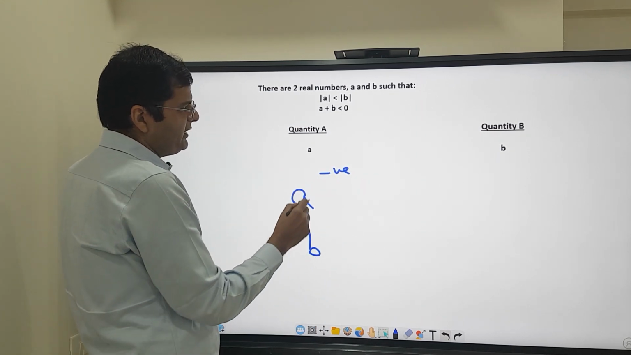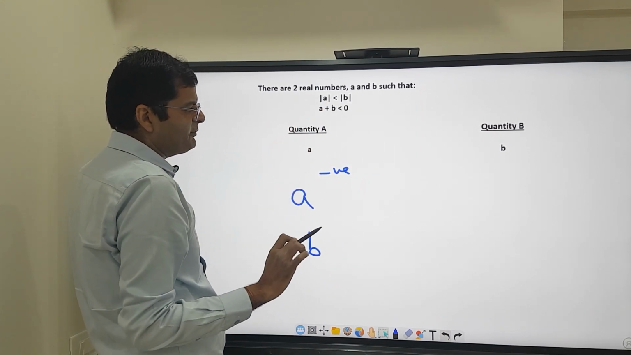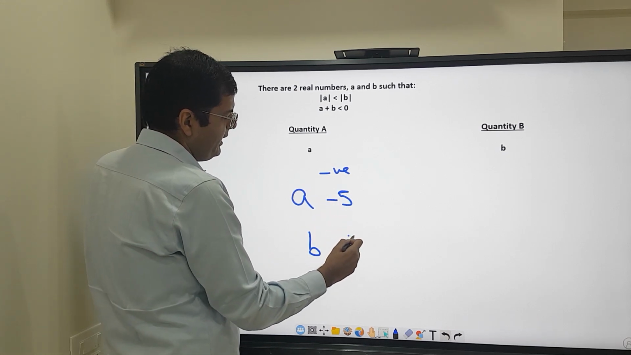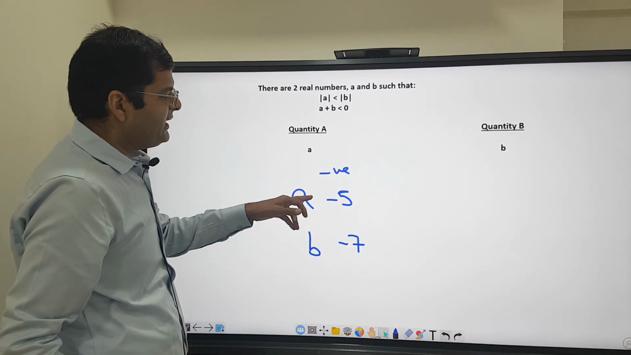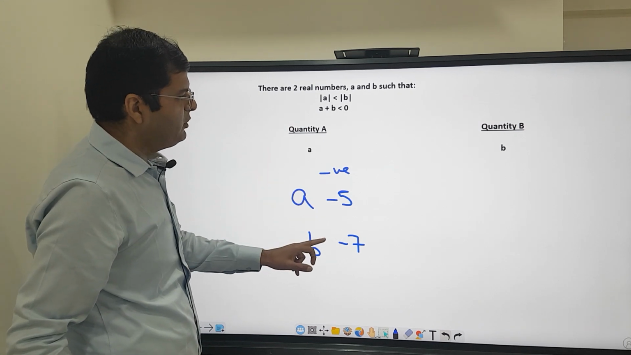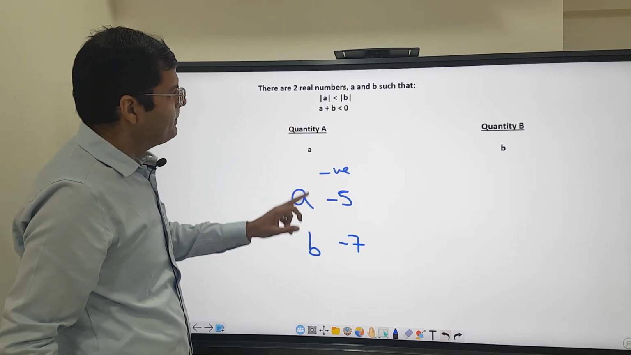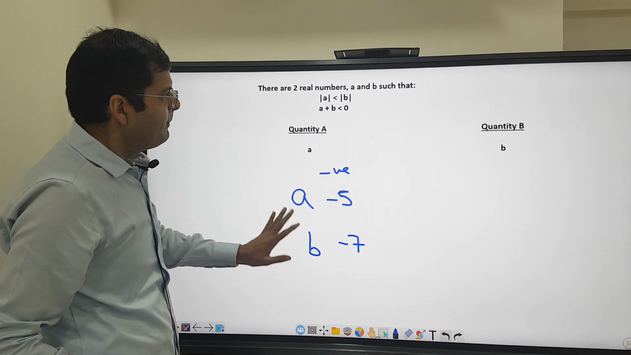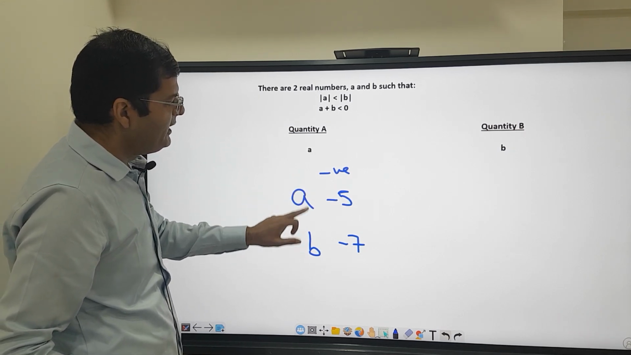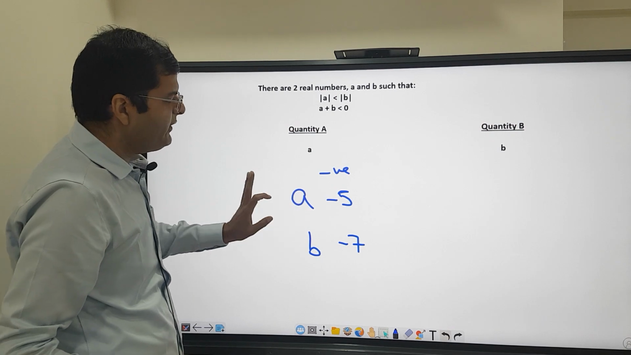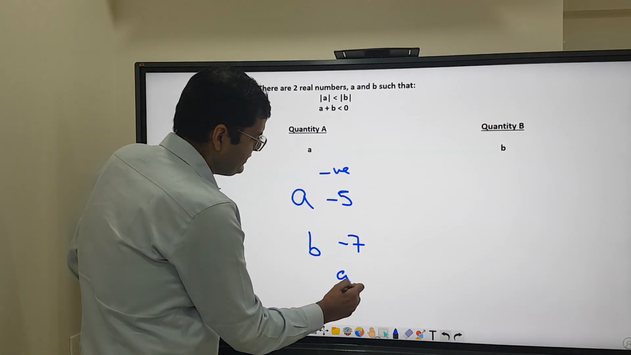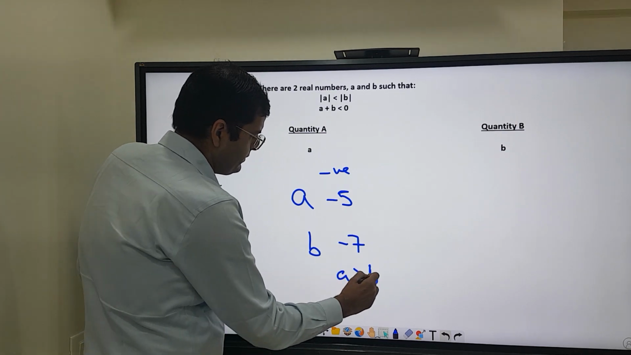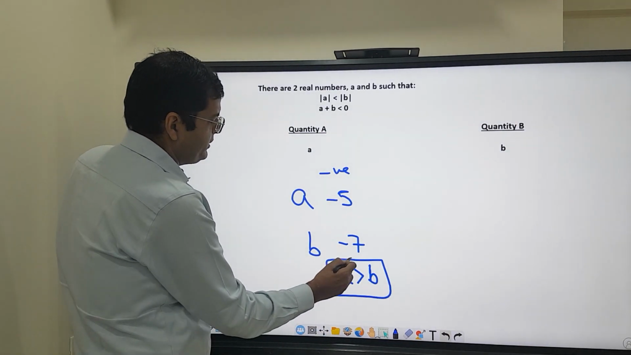So if both are negative and the absolute value of a is less than the absolute value of b, let's say a will be minus 5 and b is minus 7. In that case the absolute value of a is 5, the absolute value of b is 7, so the absolute value of a is less than that of b. But between a and b, a is greater than b because a is minus 5 and b is minus 7. So from this case I get a is greater than b. This is one option.